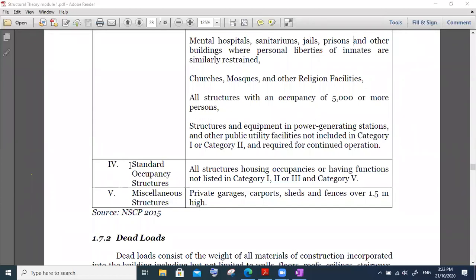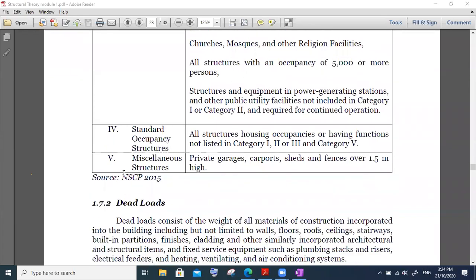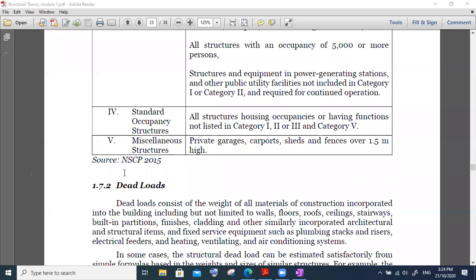The category 4, standard occupancy structure. Lahat ng hindi na list sa 1, sa 2, sa 3, at sa 5, automatic sa 4 siya. Madaling tandaan. Pero kailangan mo mag-elimination muna. 5 is the miscellaneous structures. These are the private garages, the carports, sheds, and fences over 1.5 meter high. So, source natin dito is the NSCP 2015.